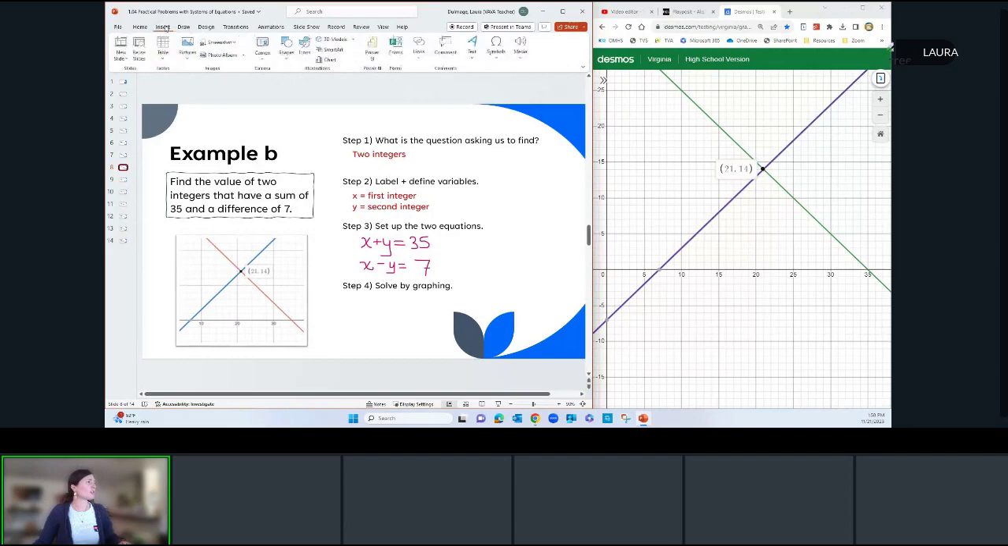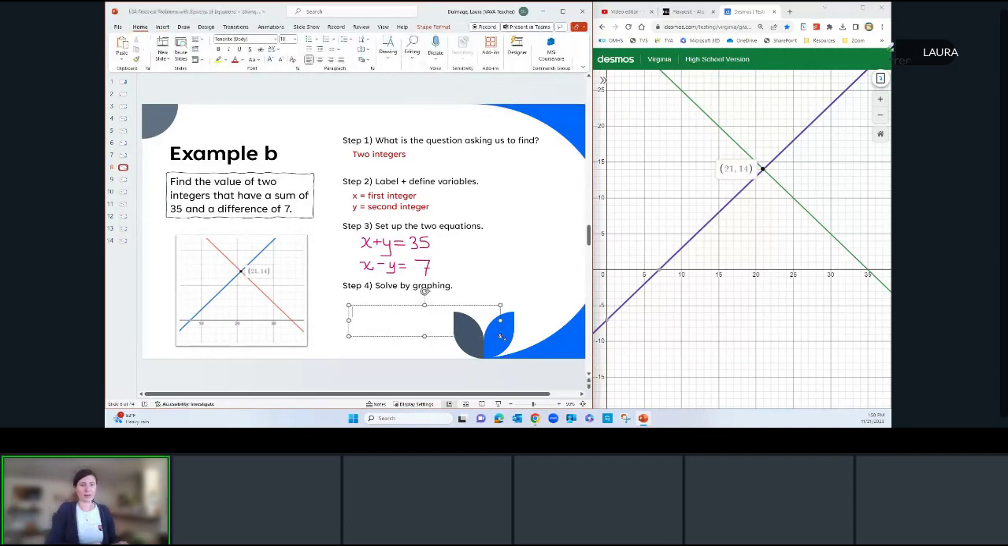So answering our question here, the numbers are 21 and 14. In this case, the order that we write these two numbers doesn't matter. They sum to 35, and when we subtract them, we do get 7.